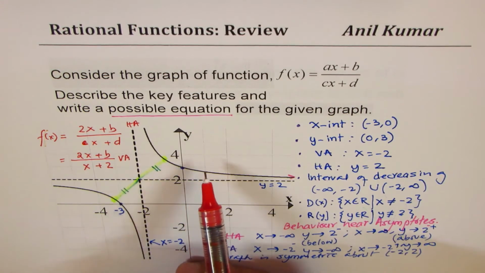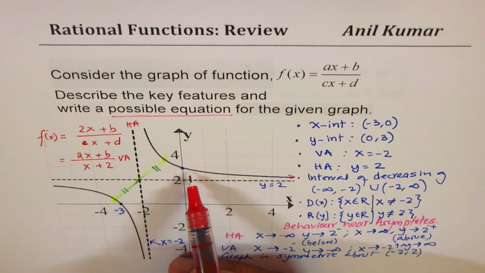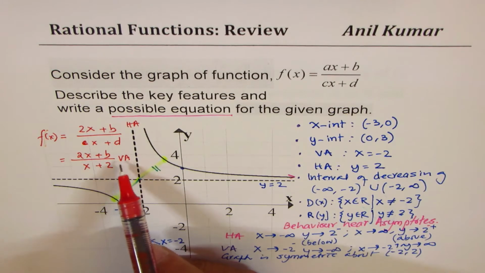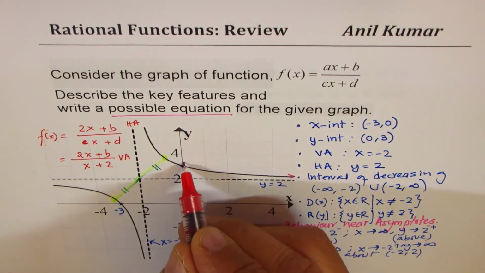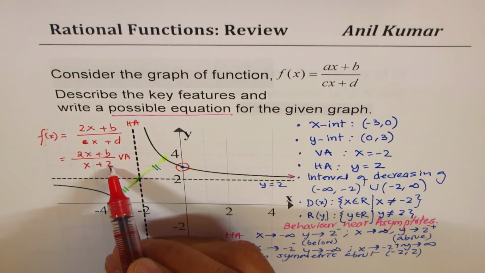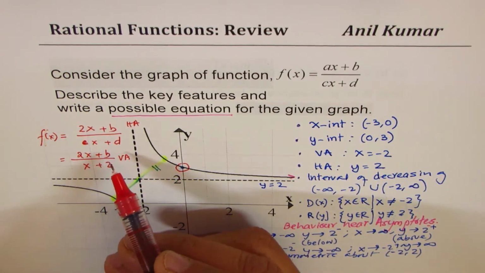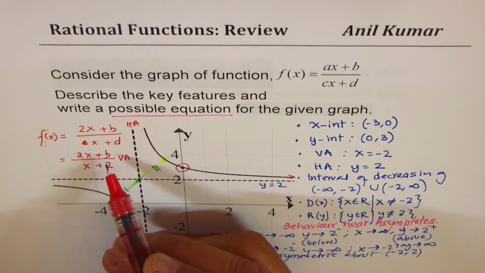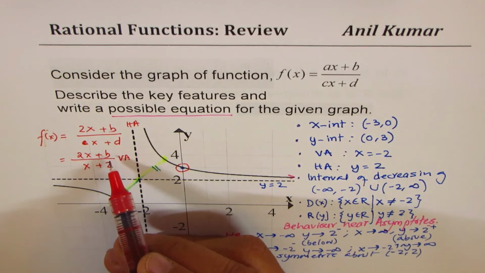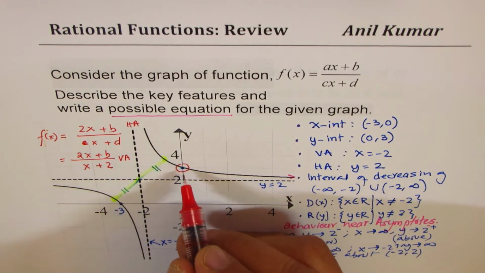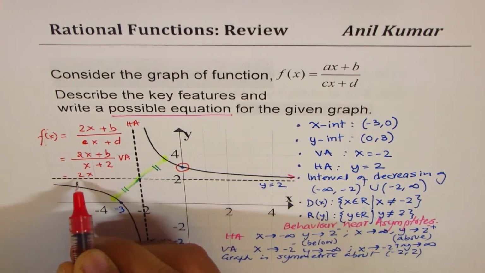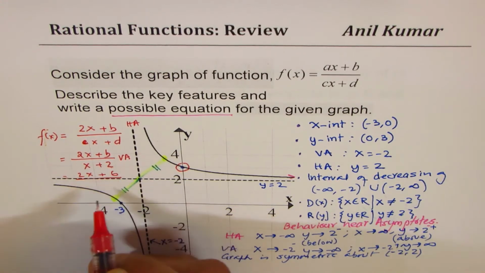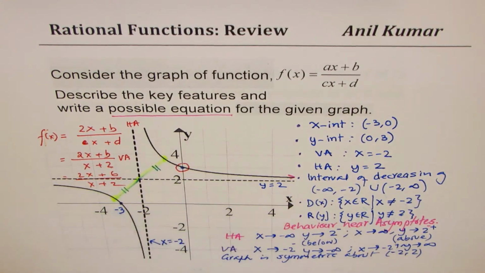Okay, now let's look into the intercepts. So if x is 0, we need what? The y-intercept, which is at 3, which is 3 times. So if this is 2, that should be 6. Does it make sense? Right? So this should be 6, correct? So what we will do is, taking this into consideration, we say, well, it should be 2x plus 6 over x plus 2. Does it make sense to you?